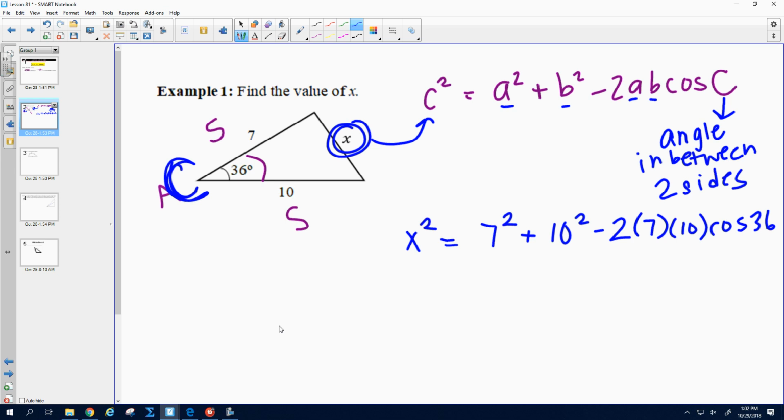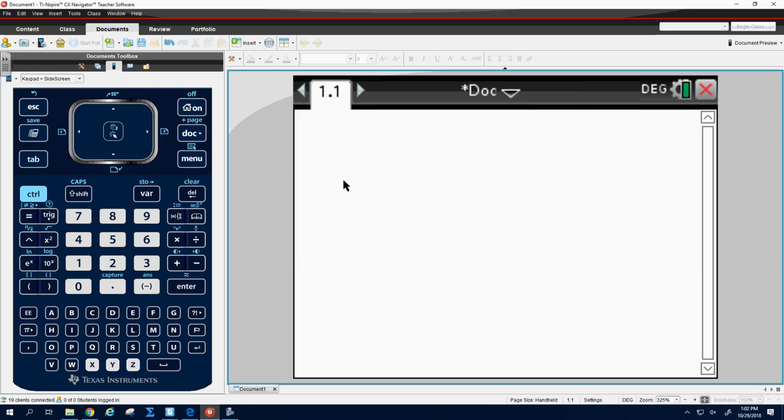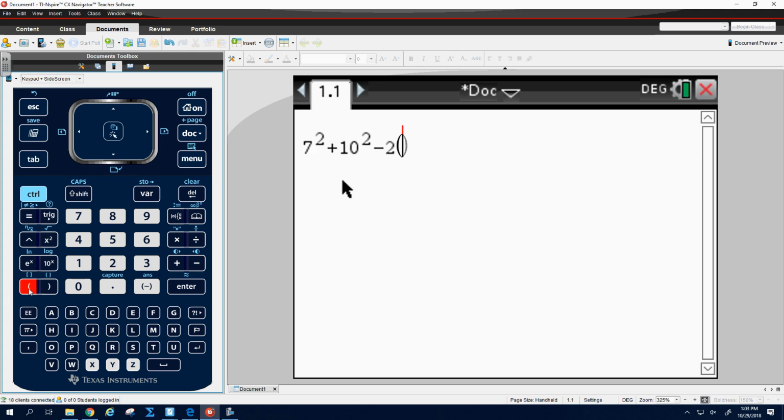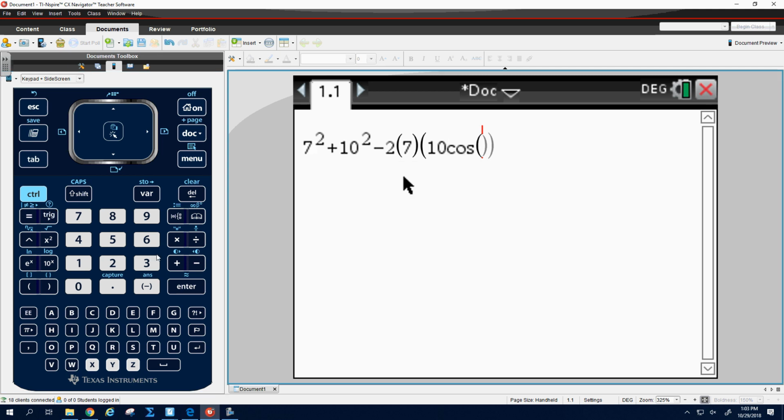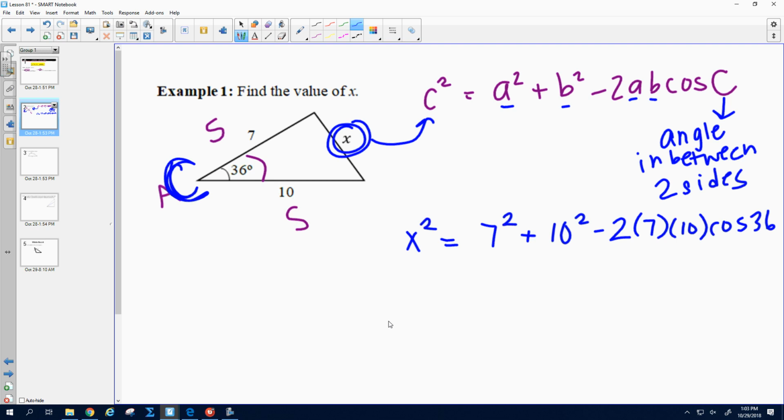You can plug this all into your calculator, one big long thing right here. So you guys go ahead and grab your calculator and make sure you plug it in correctly. All right, so I'm going to plug this in: 7 squared plus 10 squared minus 2 times 7, I'll use parentheses, times 10, cosine of 36. All right, press enter. We got 35.738. We'll round to 3 decimals.